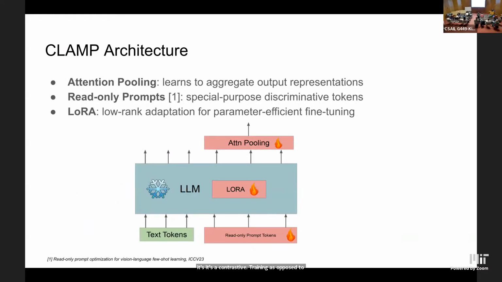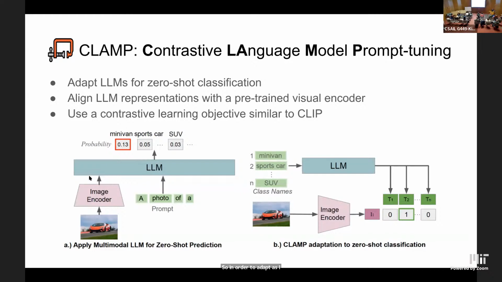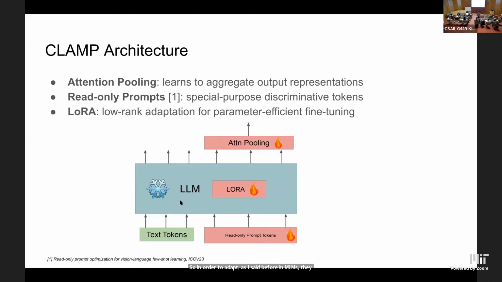In order to adapt, as I said before, in MLLMs, they learn a projection layer between the visual features and the language features. Here, we're going to do something similar, but we're also going to do something extra, which is these three things: attention pooling, read-only prompt learning, and LoRA. All three are ways to fine-tune an LLM in a lightweight way so that you're not updating a lot of parameters. The vast majority of parameters are frozen.